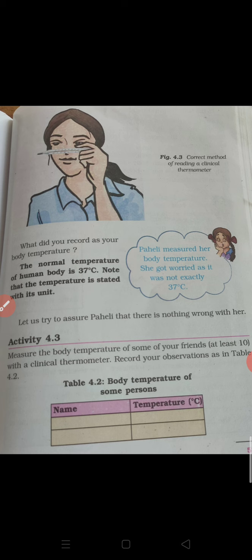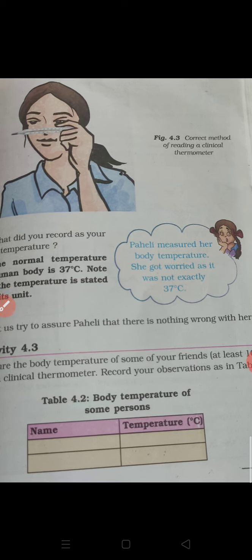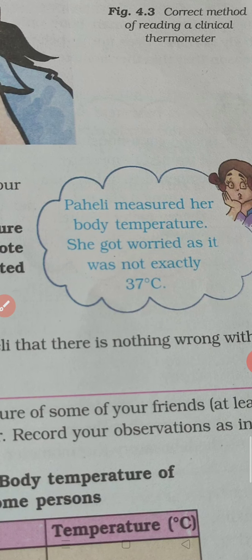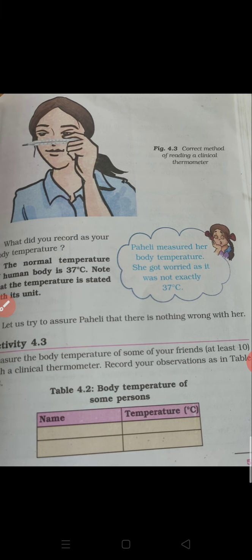Note that the temperature is stated with its units, degree Celsius. Look, Paheli measured her body temperature. She got worried as it was not exactly 37 degrees Celsius. So tell me, is the body temperature of every person 37 degrees Celsius? What do you think? The temperature of every person may not be 37 degrees Celsius. It could be slightly higher or slightly lower.